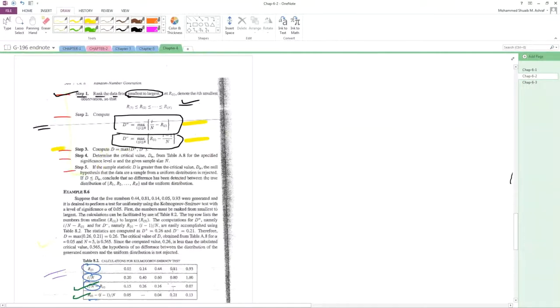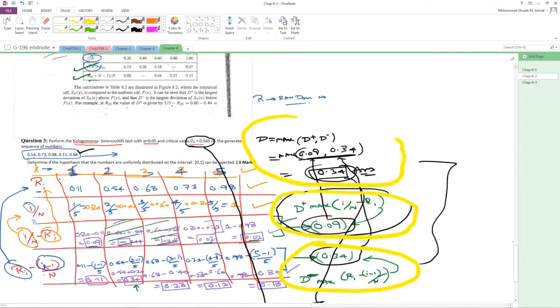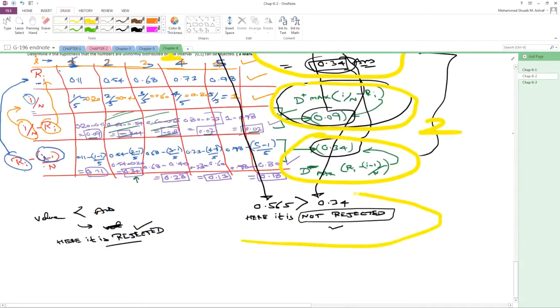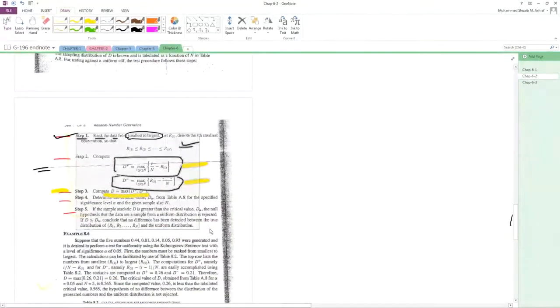Step number 3, compute D max. Calculate the answer: 3, 2, 1, and finally this is step number 4. Understand now? Clear? I think. So these are the steps.